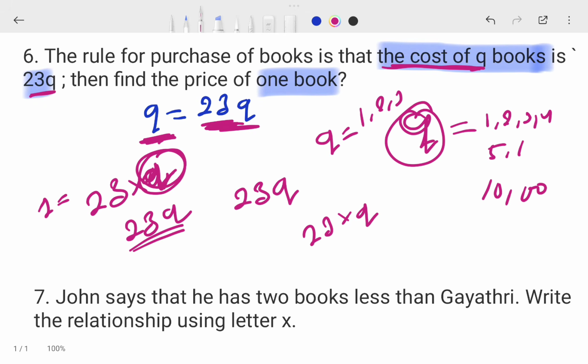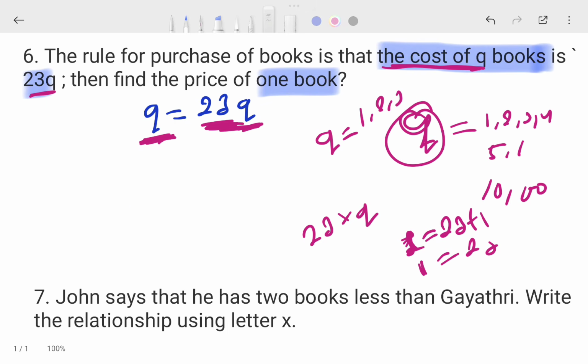Let's suppose I am asking about one book, so what will be the answer? q will become 1. Now the cost of q books is 23q, so the cost of one book, in the place of q, it is asking about one book, and this is 23. Where is q? We just multiply with 1. So what is our answer? The one book price is 23 only.